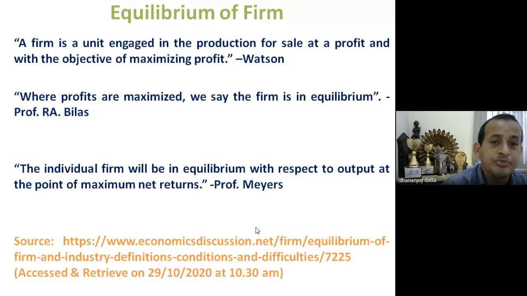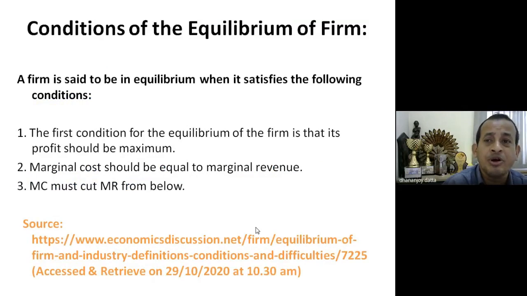Now, to make it more simple, we'll go through the conditions of the equilibrium of firm. There are some conditions required for a firm to be in equilibrium. A firm is said to be in equilibrium when it satisfies the following conditions. There are three conditions a firm needs to fulfill. The first condition for the equilibrium of the firm is that its profit should be maximum. The first condition is that the firm's profit should be at a maximum level or at the highest position.